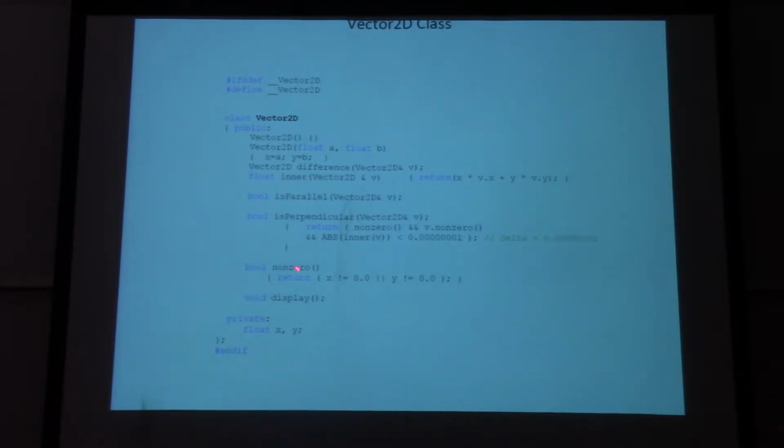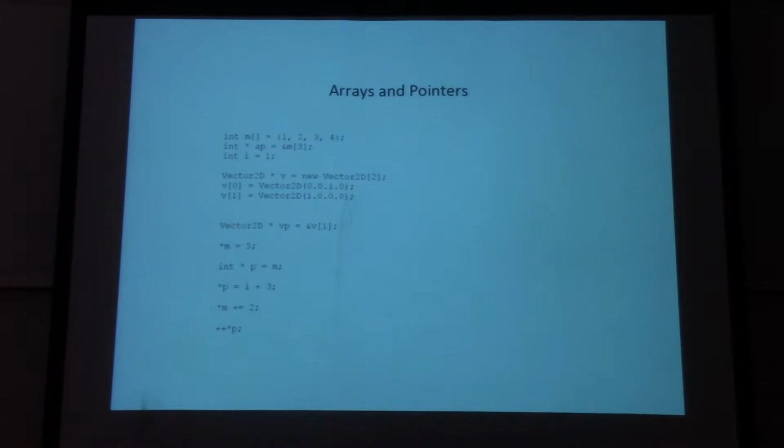Non-zero simply says, basically, return the condition of x not equal to 0 or y not equal to 0. So if either one is not equal to 0 or both, then it is true. Then a display method and float parameter properties. So you can see over here, I can write the code like this.